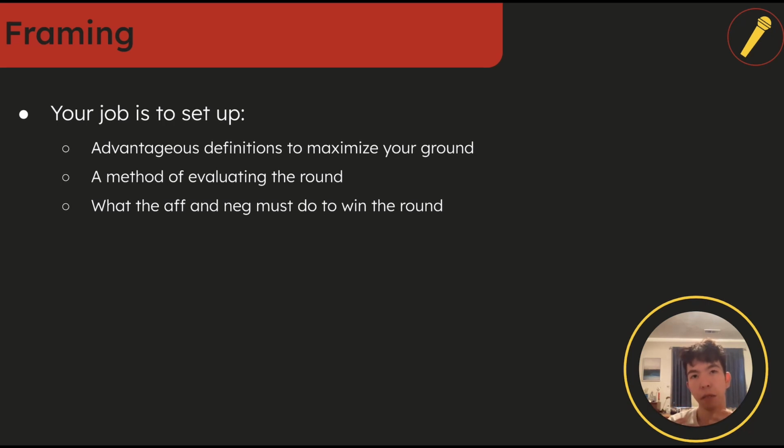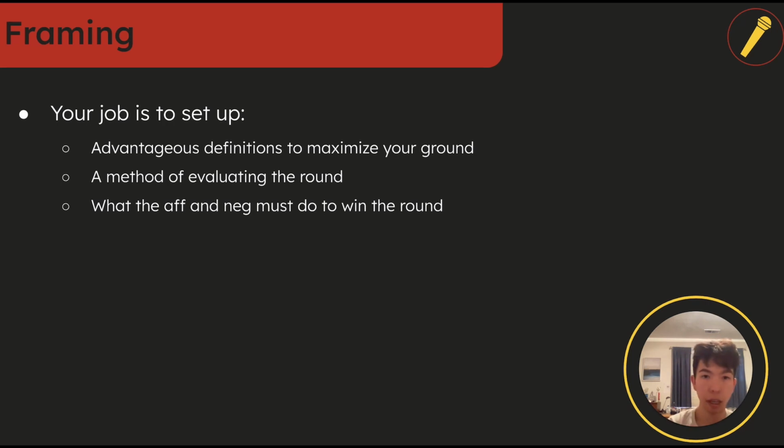That instinctively tells the judge that you can win the round even if they buy a little bit of what your opponent thinks. So never skip definitions. The second job in your framing that falls under the burdens and observations is a method for evaluating the round. Essentially, you have to tell the judge, based off of what the resolution says, there's a certain way that they have to think about the round. That is to decide who wins.